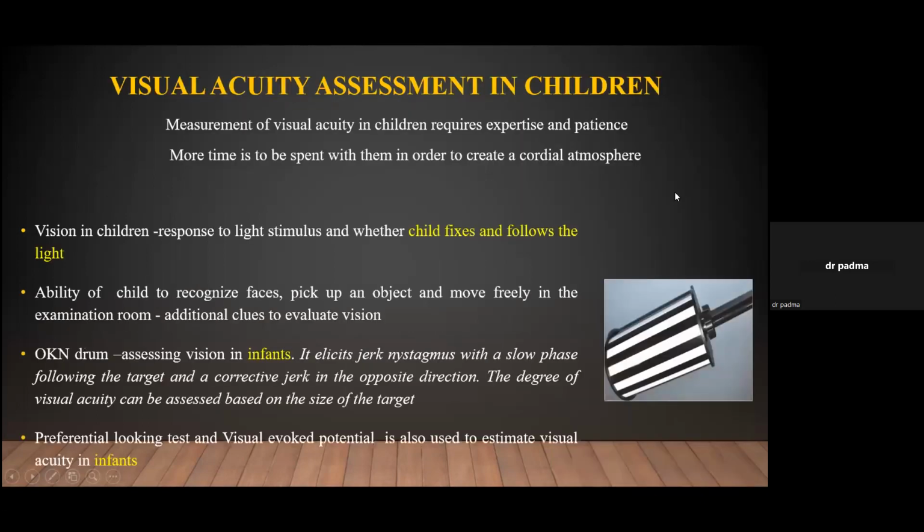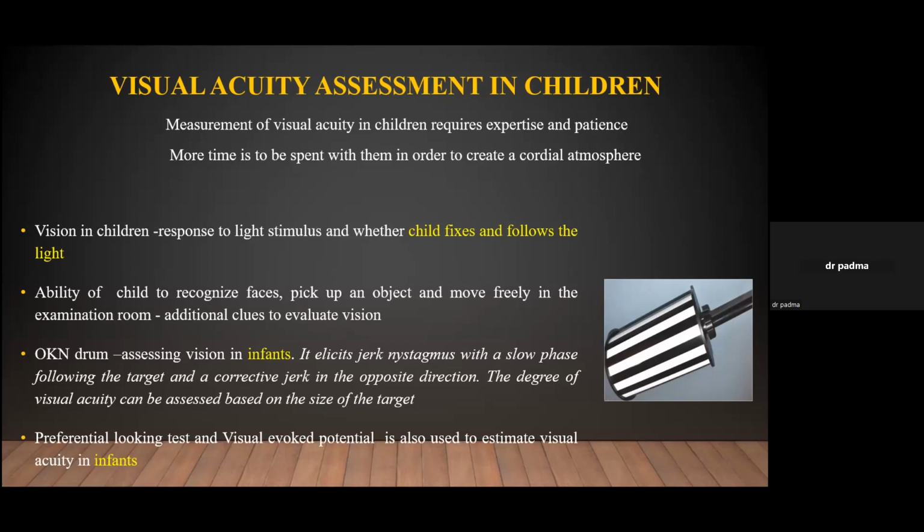In children, measurement of visual acuity requires expertise and patience. More time should be spent with them in order to create a cordial atmosphere. Vision in children is tested by response to light stimulus, whether the child fixes and follows the light. Other additional clues to evaluate vision are ability of the child to recognize faces, pick up objects, or move freely in the examination room. This is the optokinetic nystagmus drum, which can be used to assess vision in infants.